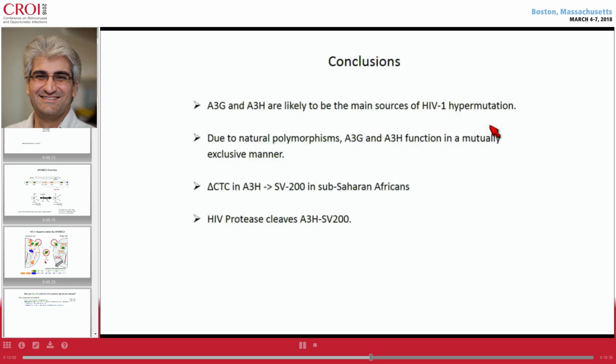In conclusion, we think that APOBEC3G and APOBEC3H are the main source of HIV hypermutation. Due to this polymorphism and biased geographic distribution, most people use either G or H, but not both at the same time, to hypermutate HIV. Then we discovered this CTC deletion, which leads to the expression of an additional splice variant in sub-Saharan Africa, which interacts with HIV protease.